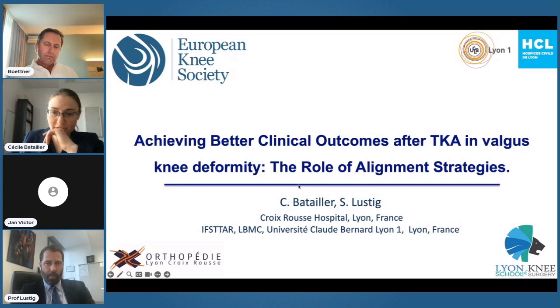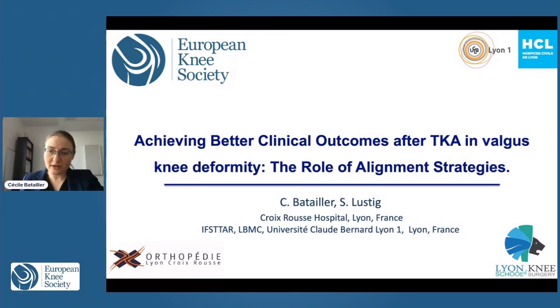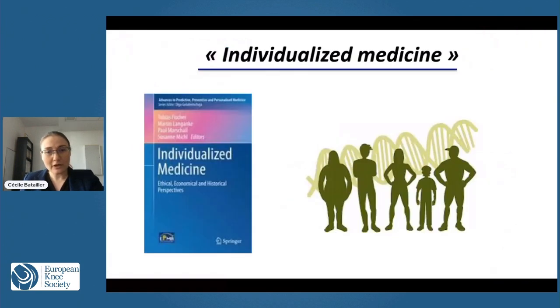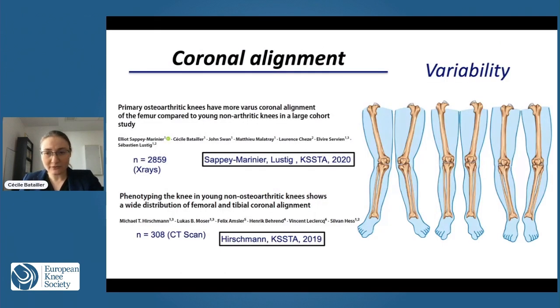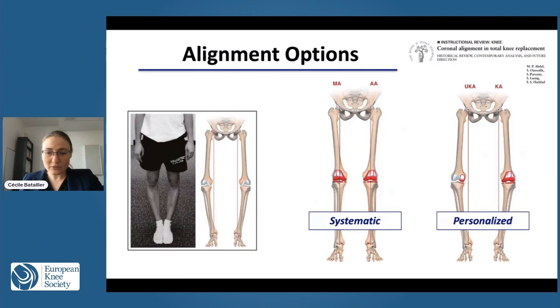So we will talk about alignment strategy after total knee arthroplasty in valgus knee deformity. As you may know, we tend to move to individualized medicine more and more, and it's the same for orthopedic surgery, and particularly for knee arthroplasty. Why? Because we have a large variability of knee alignment for native patients, for native knee deformity. And slowly, we tend to move from a mechanical alignment to a personalized alignment, to do personalized surgery.